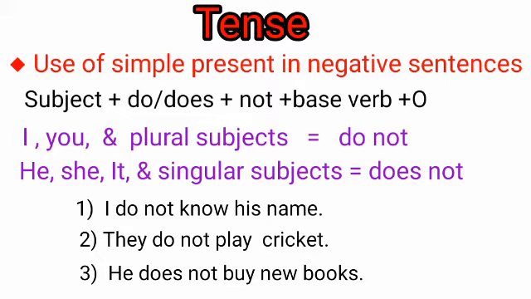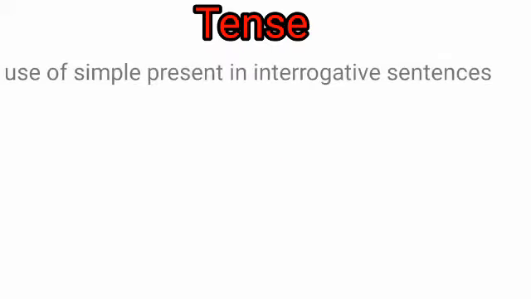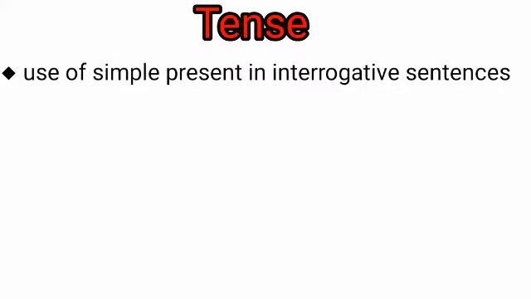This way, we have to make negative sentences of simple present by using the structure given above, and you can note down the structure of simple present negative as well as the rules of using do and does in the sentence. You can also make your own sentences like I have given here so that you will get proper command over such structures. Now, let's move forward and see how to use simple present in interrogative sentences.